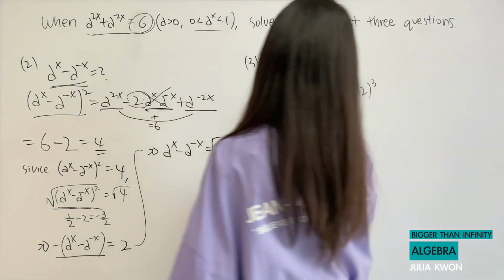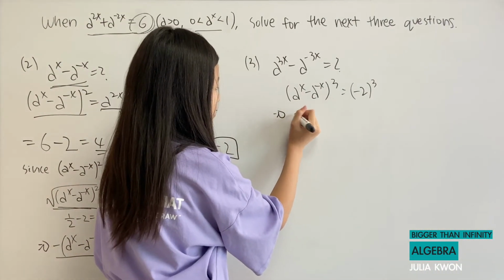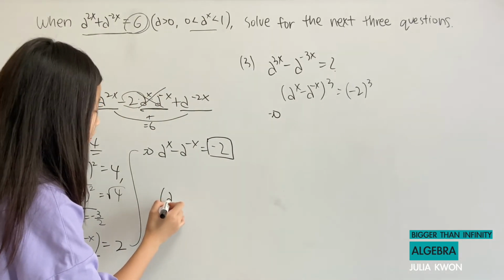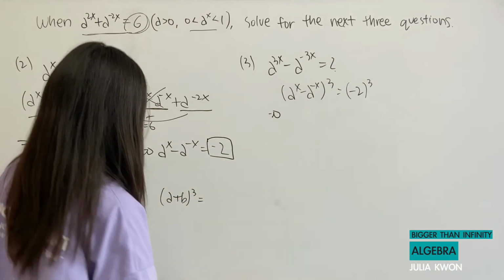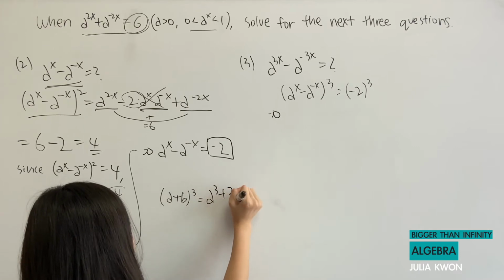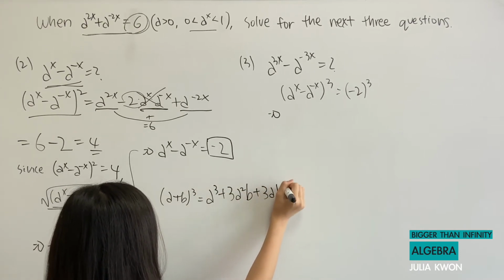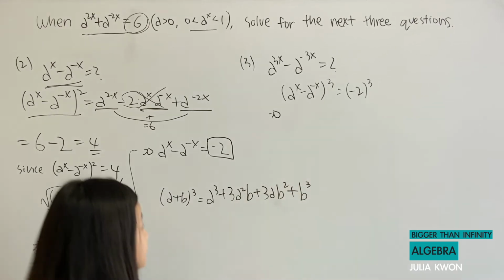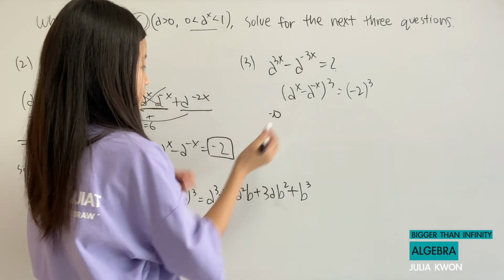And if we cube this, then we get, we're going to use the formula (a plus b) to the power of 3 is equal to a to the power of 3 plus 3 times a squared times b plus 3 times a times b squared plus b to the power of 3. So we're going to use this formula and solve for this.